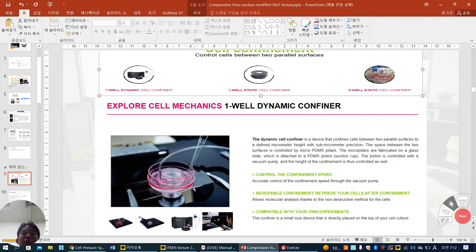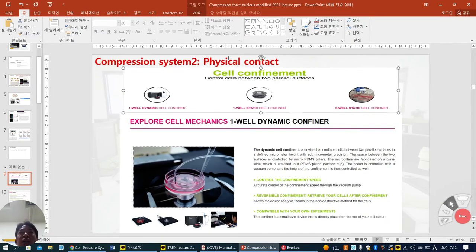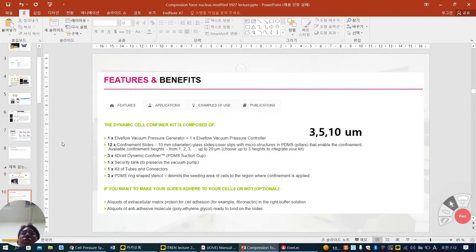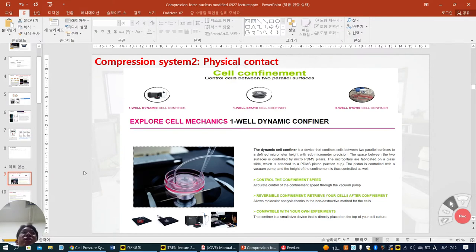So you can put this system on the slide glass, and while you are inducing compression force, you can visualize the cell at the same time. So in contrast to the previous machine, with this machine you can visualize the cell live while you are inducing compression force. And this is a more physical contact way, because in the previous machine we were using gas, air, to induce compression force. But with this machine, physically, we can touch the cell from the top and then compress it like your finger.